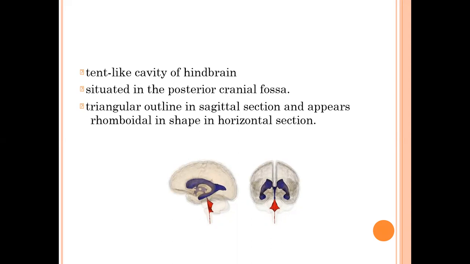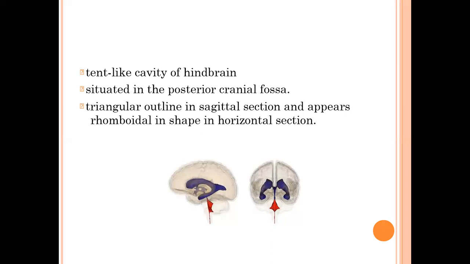Ventricles which are present in the brain contain cerebrospinal fluid. We have the two lateral ventricles, one third ventricle, and fourth ventricle in the brain.